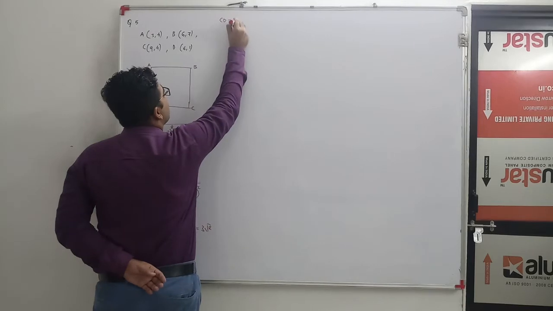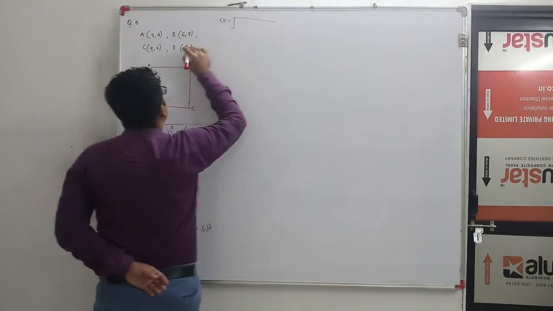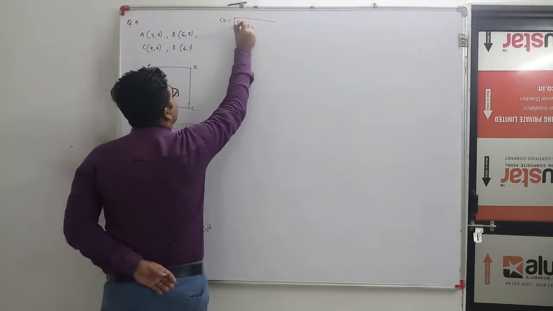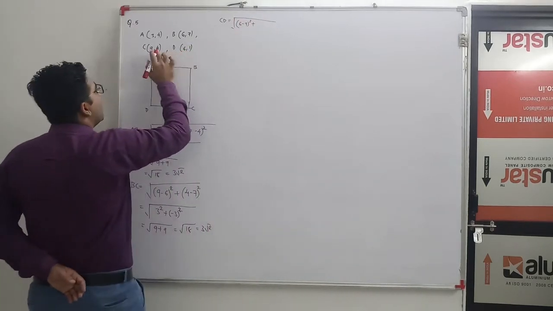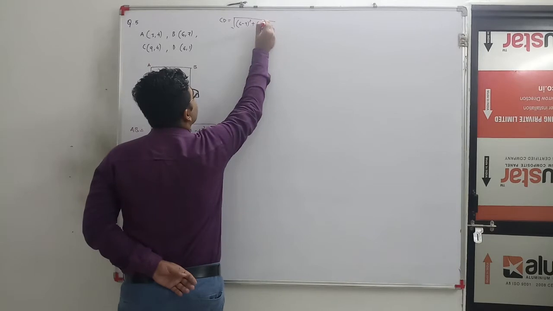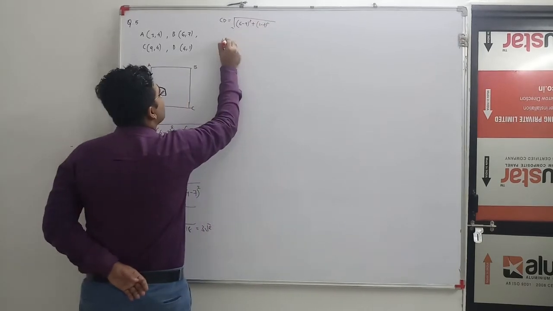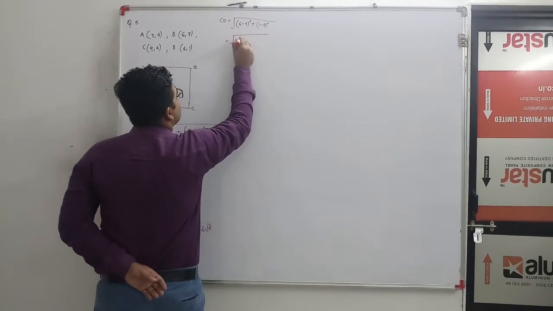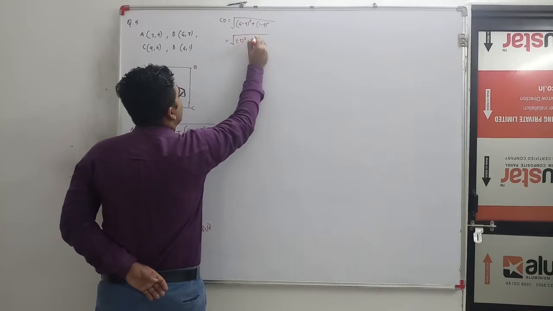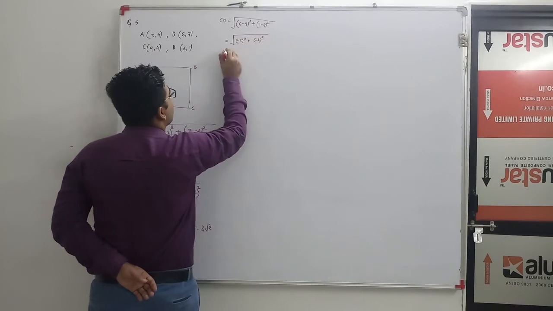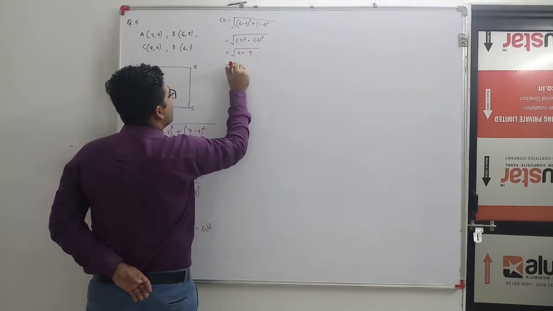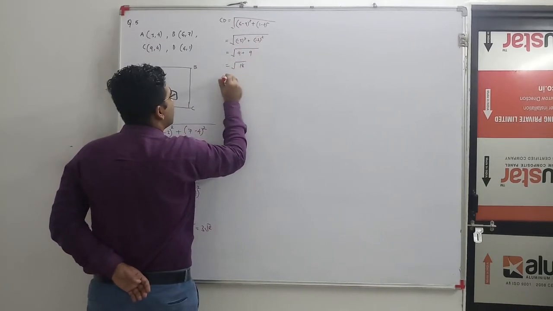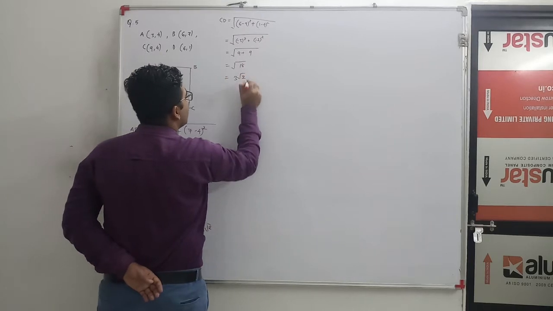So CD is equal to under root of (6 minus 9) whole square plus (1 minus 4) whole square. So here it is minus 3 square plus minus 3 square. So this one is 9 plus 9, our answer is root 18. So my answer is 3 root 2.